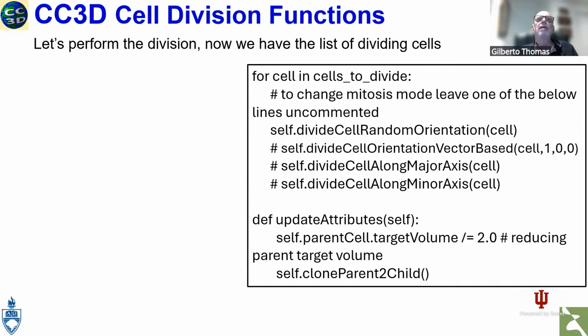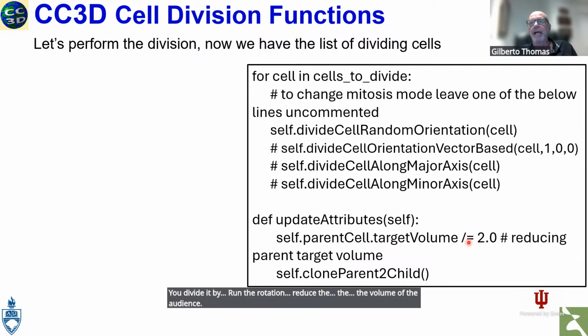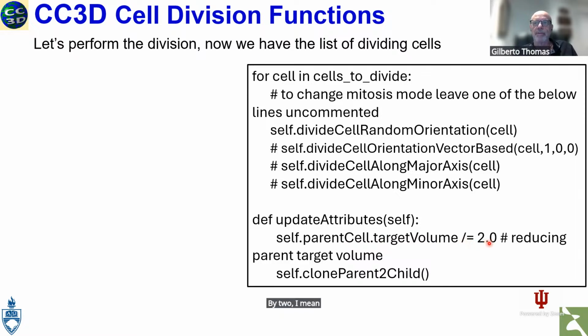So let's perform the division. Now I have the divided cells. Now we have the dividing cells. You divide by random rotation, reduce the volume of the parent by 2, I mean, divide by 2, and clone the parent.